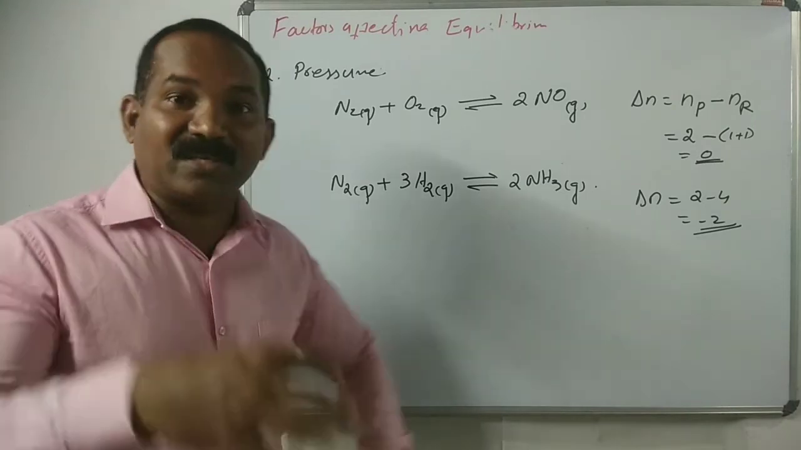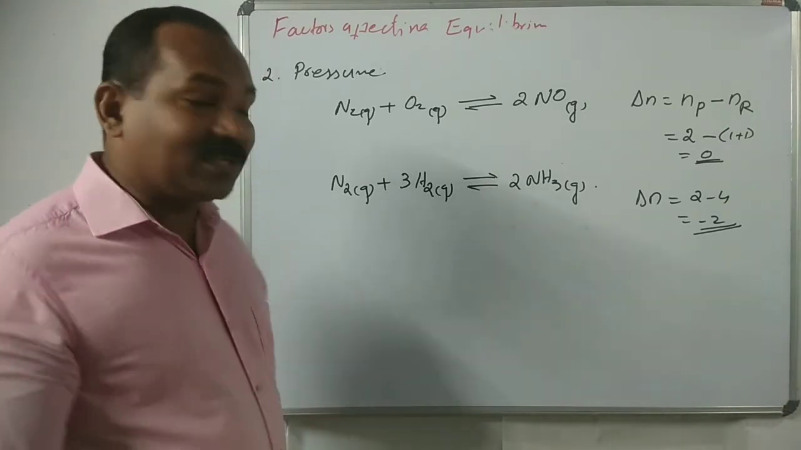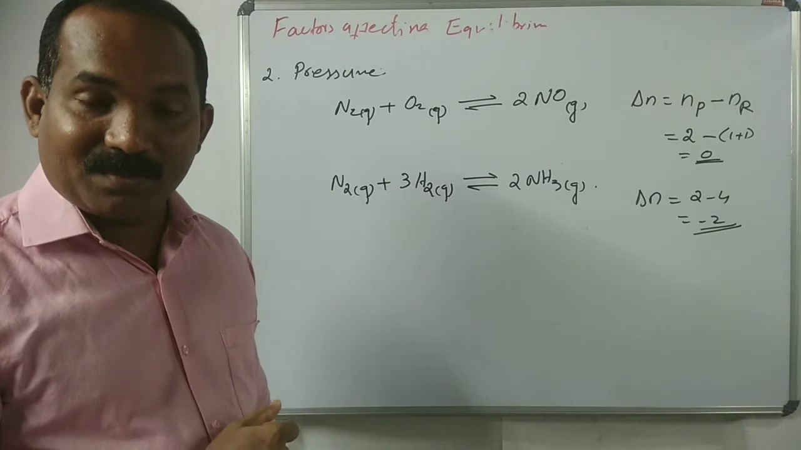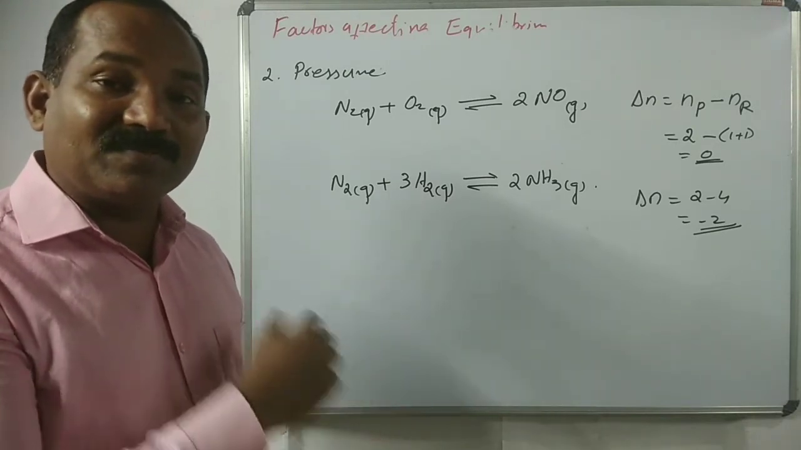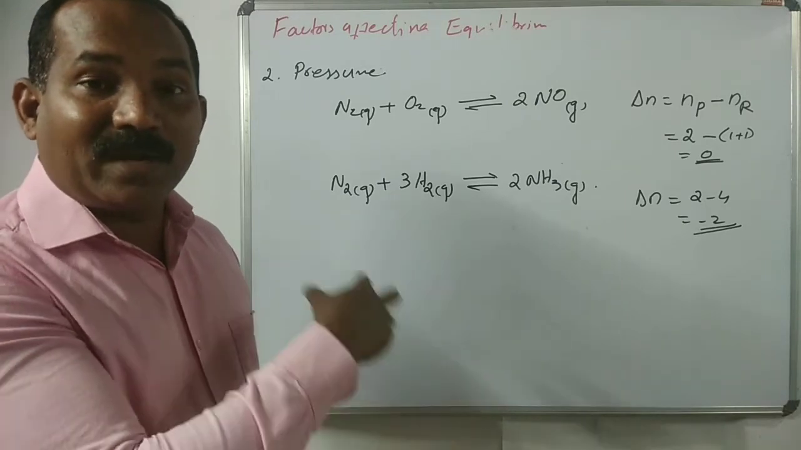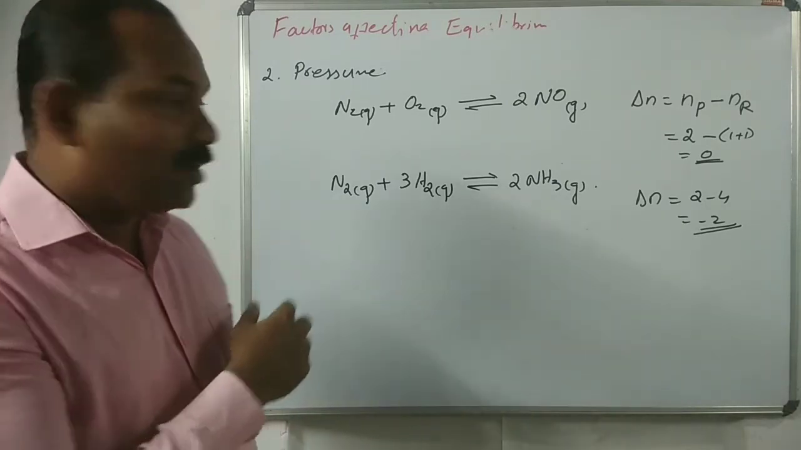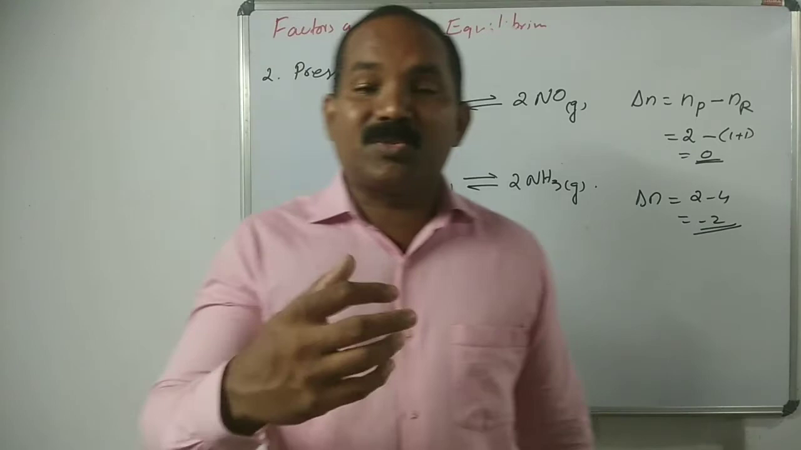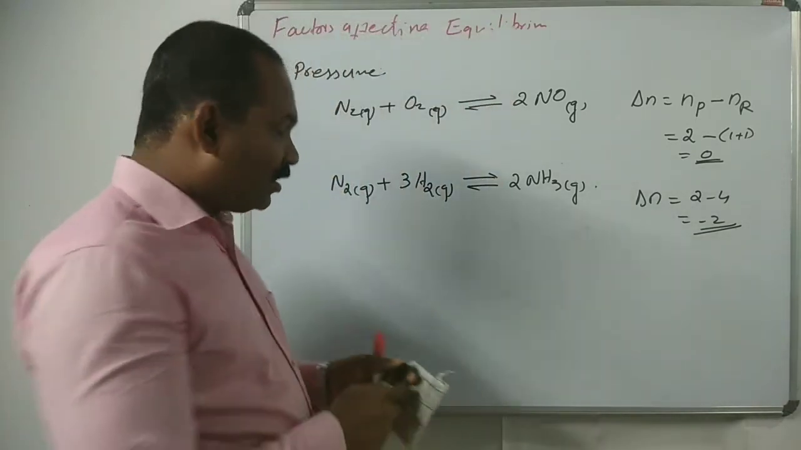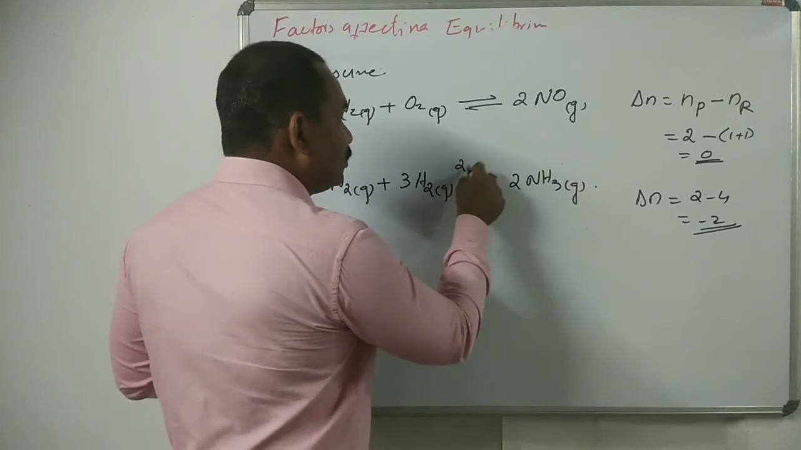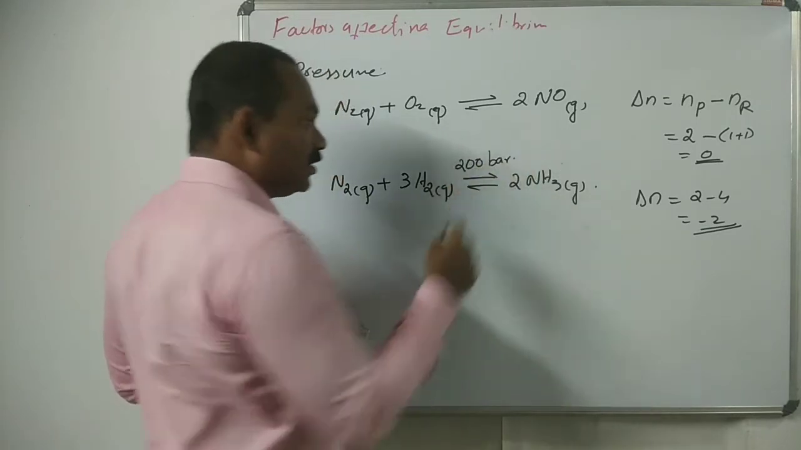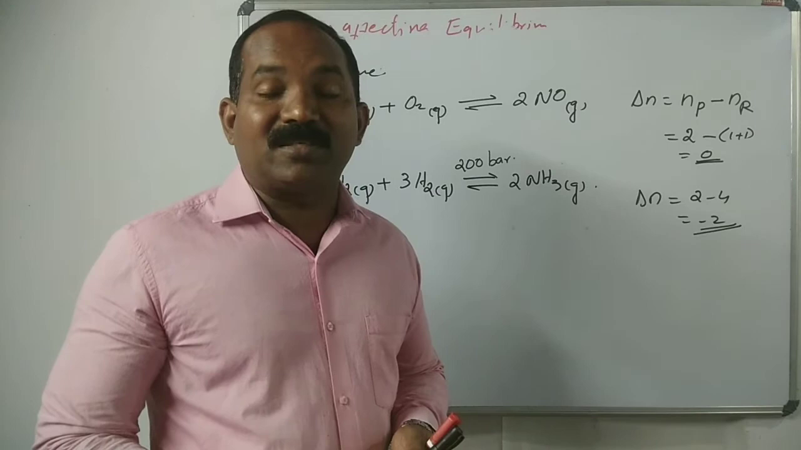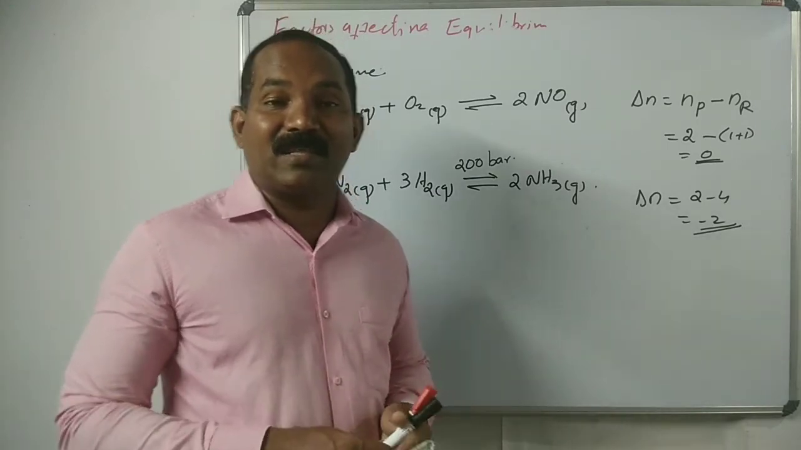So what happens when the pressure decreases? When pressure decreases, the equilibrium is shifted to where the number of moles is larger. When pressure increases, the equilibrium is shifted to where the number of moles is less. But when pressure increases, the reaction takes place in the forward direction. So that's why ammonia is prepared at very high pressure, about 200 atmospheres. Very high pressure is required to favor the forward direction. That is the factor affecting the pressure.